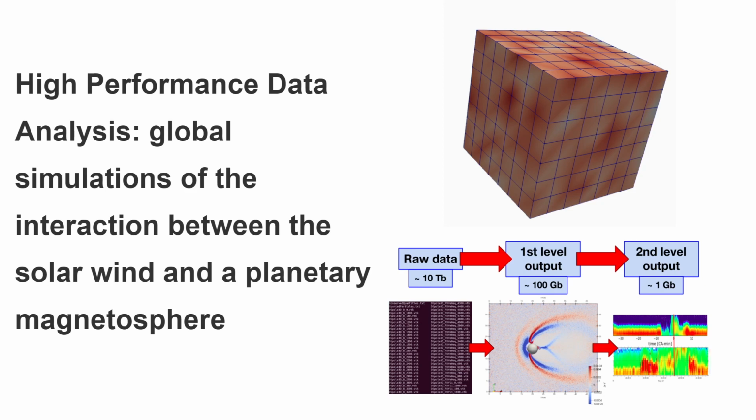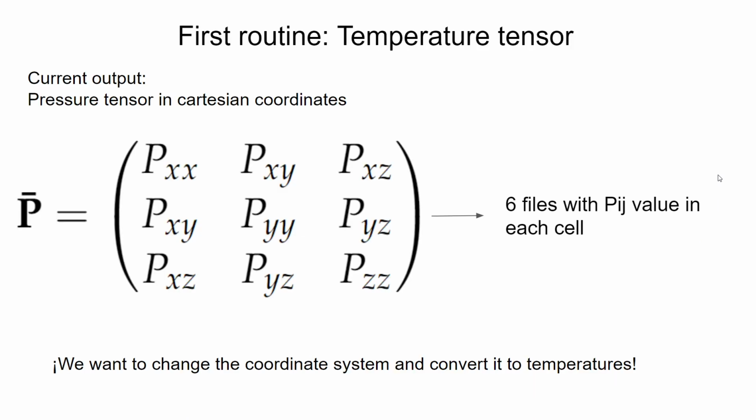I have been focused on implementing 2 post-processing routines directly in the code, one that stores the temperature tensor in its cell and one that stores the energy spectrum of the particles at each point in the space. For the first routine, we know that we can obtain the temperature from the pressure. The code already gives us the pressure tensor in the form of 6 different files, each with the value of one component in each cell.